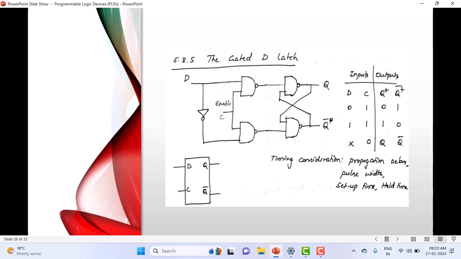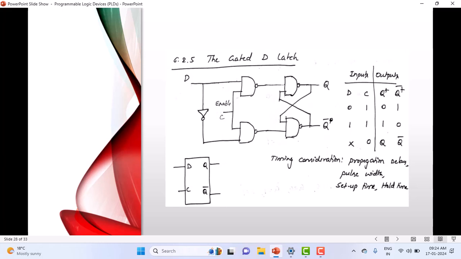What did I do here now? To avoid the forbidden state, I clubbed both the inputs and connected them through an inverter. Now you don't have a choice to apply the forbidden state. This will not go to the forbidden state now. And you see the truth table? Do you see any forbidden state here?